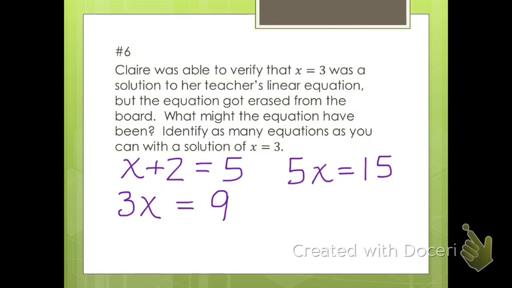Someone in class even wrote this, x equals x. Does 3 work in that equation? 3 equals 3, it does. So 3 works in all of these. 3 plus 2 is 5. 3 times 3 is 9, so x equals 3 is a solution here. 5 times 3 is 15, so x equals 3 is a solution here. And 3 equals 3, so 3 is a solution here. Actually, anything would be a solution here, wouldn't it? And this is kind of a special case of an equation. So there are lots and lots of equations that are going to have a solution of x equals 3. So see what other ones you can find.